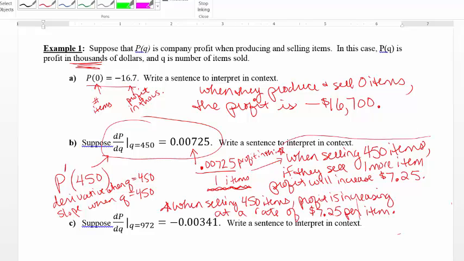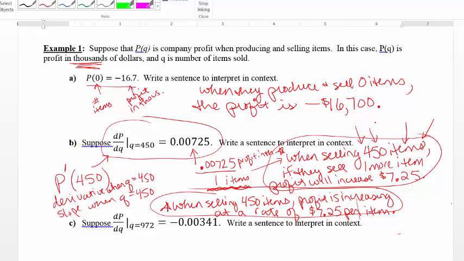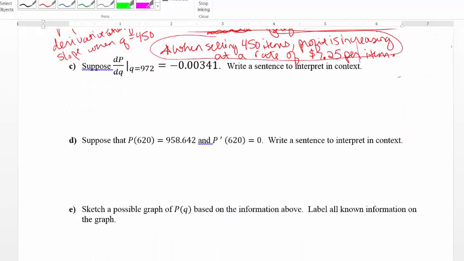Either one of these phrasings would be accurate and appropriate. Notice, though, it is important to specify that this is happening when selling 450 items. It's possible, and probably likely actually, that their profit function is not a straight line linear function. It's possible that it's curvy, so we need to specify that this rate of growth is only happening at 450 items.